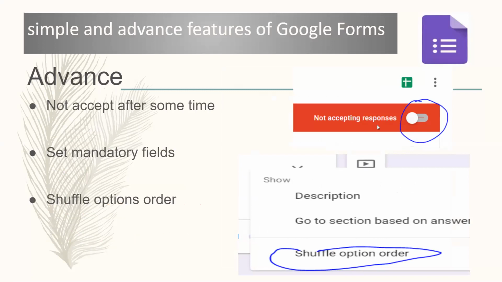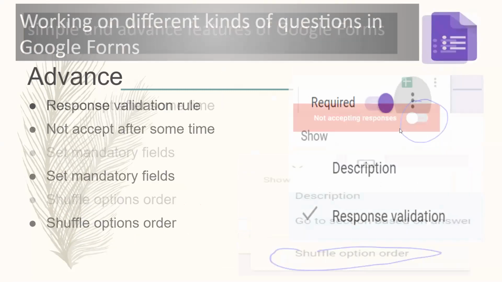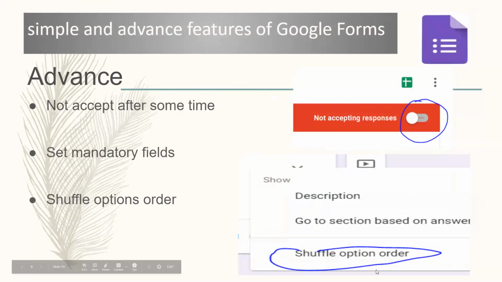Okay, advanced features: not accepting responses. We have to turn this off once the time is finished. The other thing, shuffle option order. Let's say we have 2 options, 3 options, A, B, C. We can rearrange the order of the choices immediately by choosing shuffle option order.